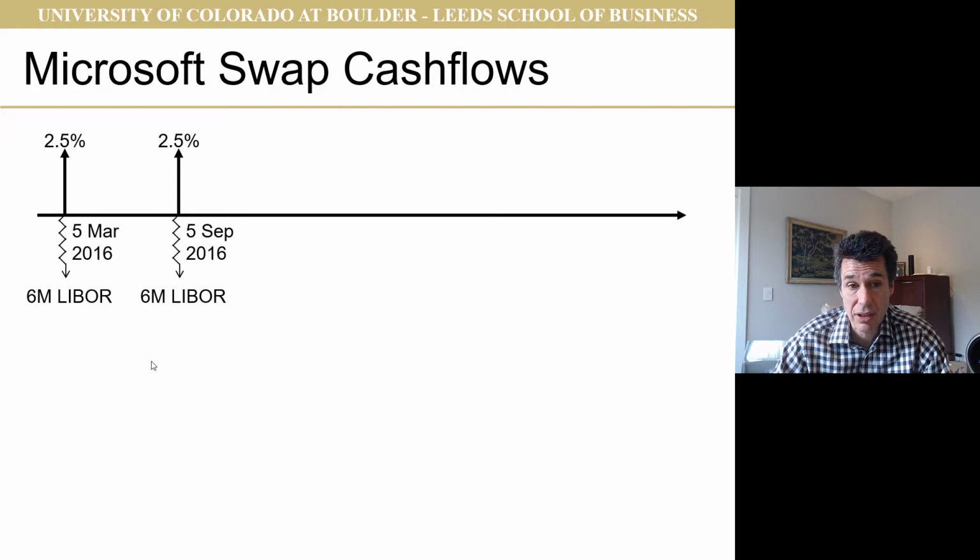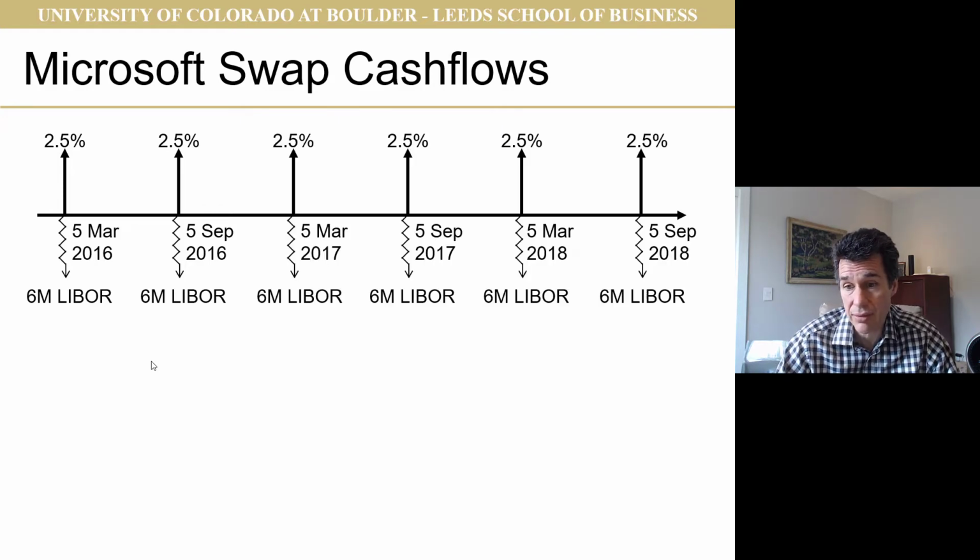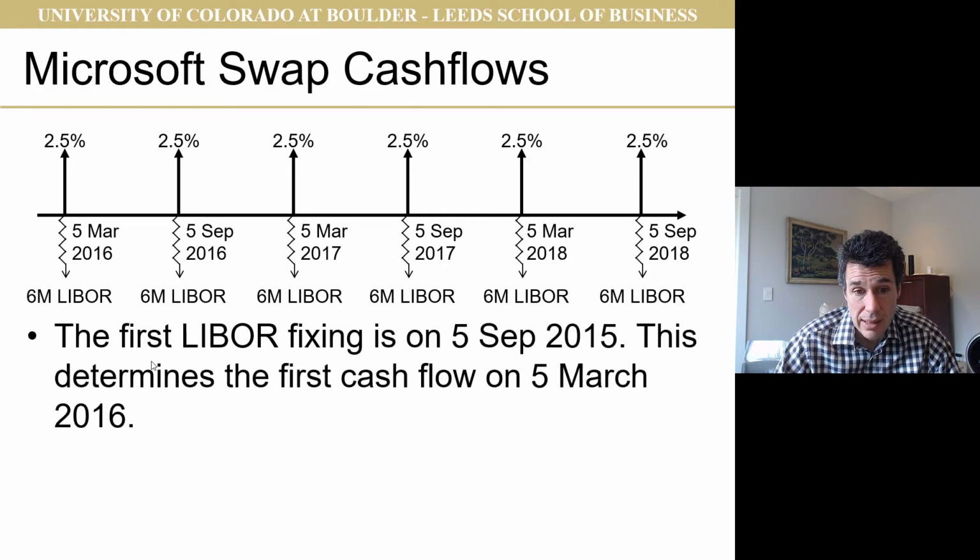The next cash flow happens 6 months later. On the 5th of March 2016, we look up what 6-month LIBOR is. Whatever that rate is, that's what's going to be paid on the 5th of September. They're going to receive 2.5%, the same fixed cash flow. They're going to pay whatever 6-month LIBOR was, and so on and so forth every 6 months. Again, the LIBOR fixings are 6 months prior to the cash flow being paid.